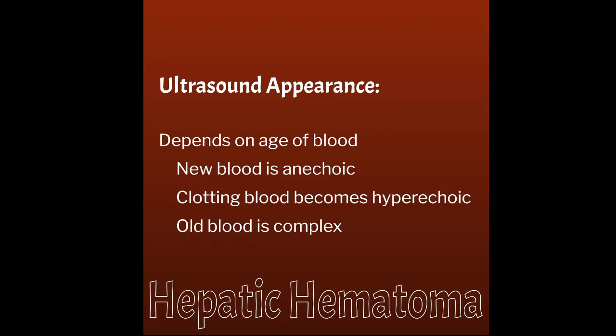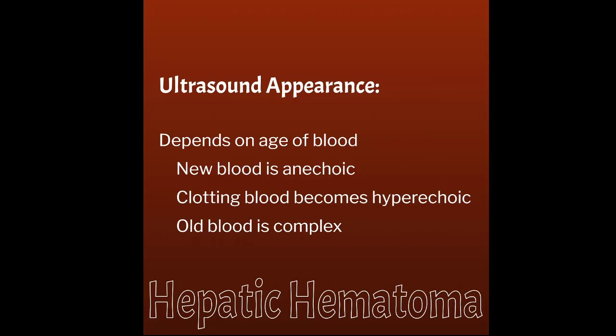Once the body realizes that that blood is going somewhere it shouldn't be, as in a hematoma, it's going to start sending out clotting factors to that area. And so what happens then is that as blood starts to age just ever so slightly, we're going to see those clotting factors come in, and the blood is going to start to look hyperechoic. And the more clotting factors and the more clotting that happens, that blood is going to become more and more and more hyperechoic.